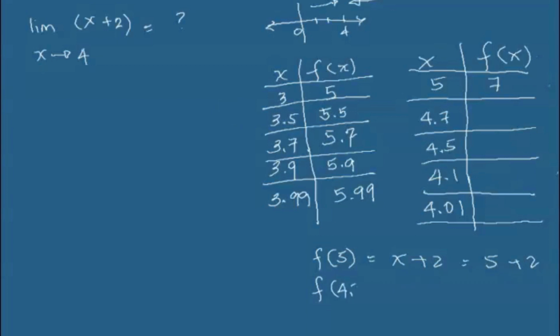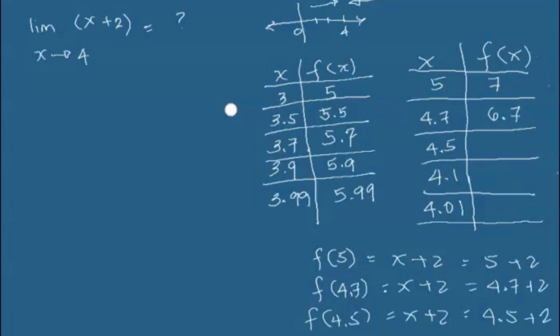F of 4.7. So we have x plus 2. 4.7 plus 2 is 6.7. For f of 4.5, so x plus 2, 4.5 plus 2 is 6.5, and then we have 6.1, and then 6.01 for x equals 4.01.